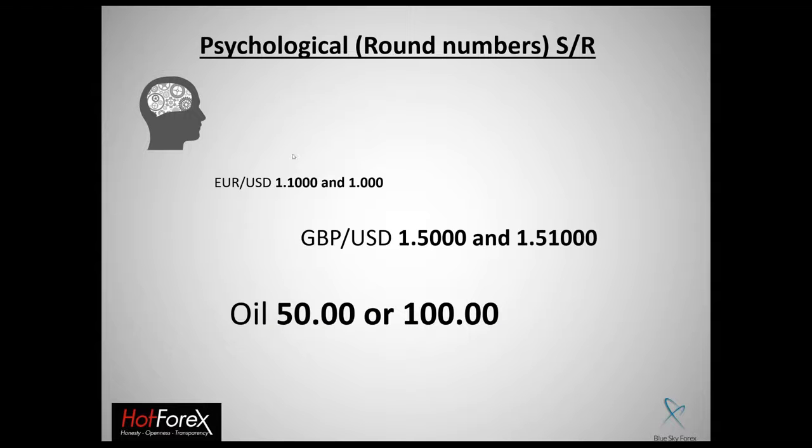And then we're talking about the round numbers. Again, as I mentioned, for example, Euro USD, if it was 1.1000, that would be a really round number, and that's where you could find a really heavy, strong support and resistance level.